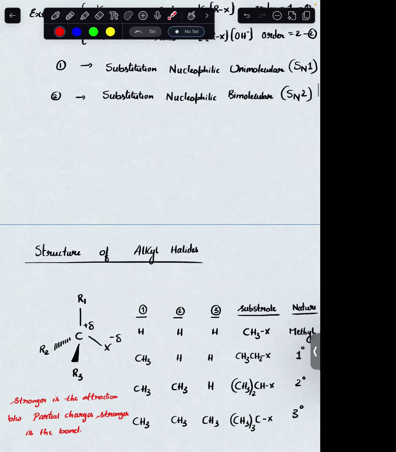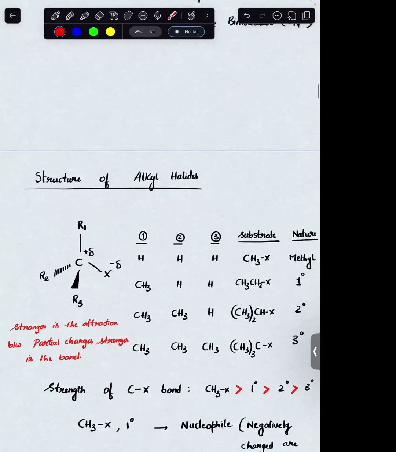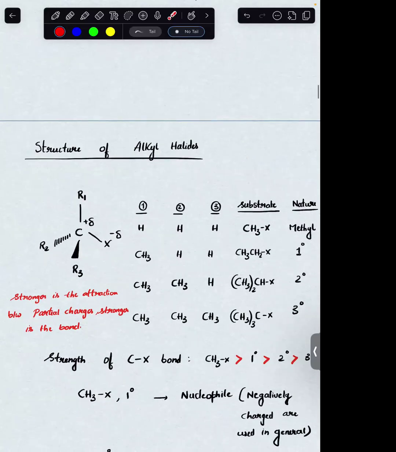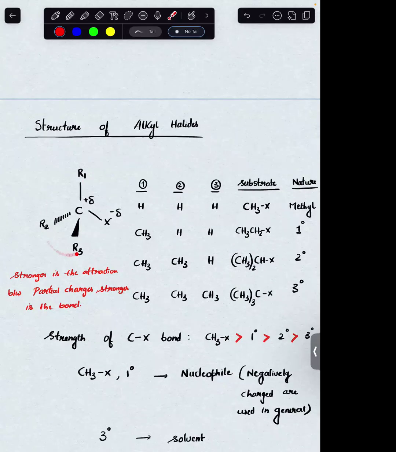Okay. Let us analyze the structure of alkyl halide. You can have 1 degree alkyl halide, 2 degree, 3 degree alkyl halide. What is meant by 1 degree alkyl halide? Or in this case, initially I have taken a methyl alkyl halide, or the substrate is CH3X. Or you can have a 1 degree alkyl halide, or you can have a 2 degree alkyl halide, or you can have a 3 degree alkyl halide.